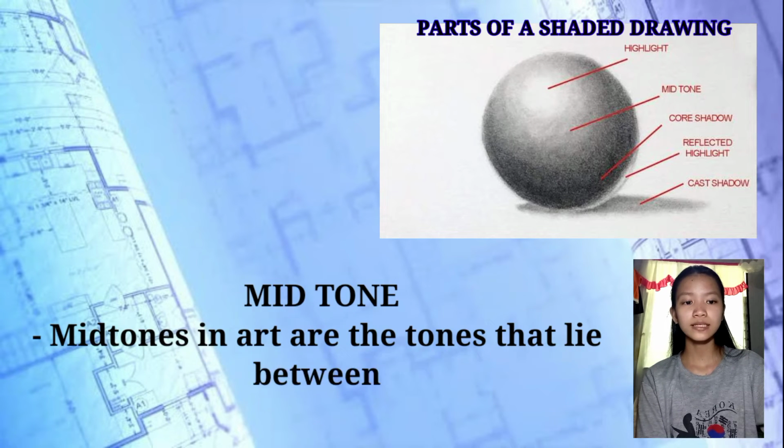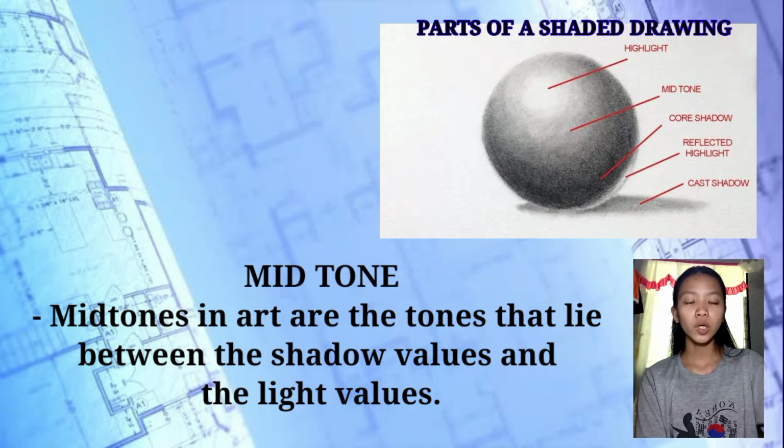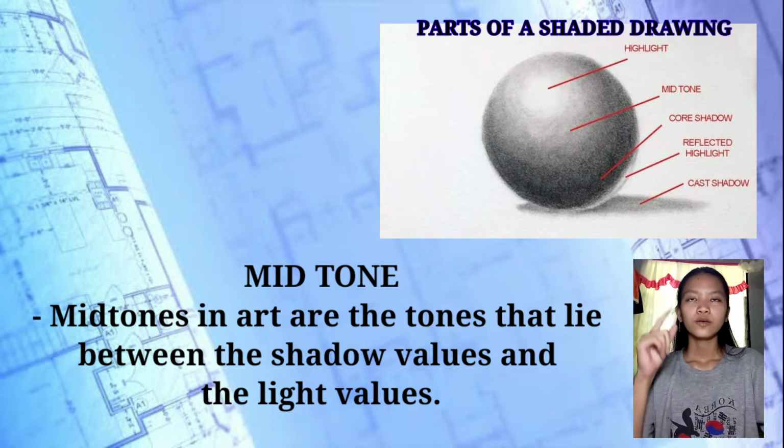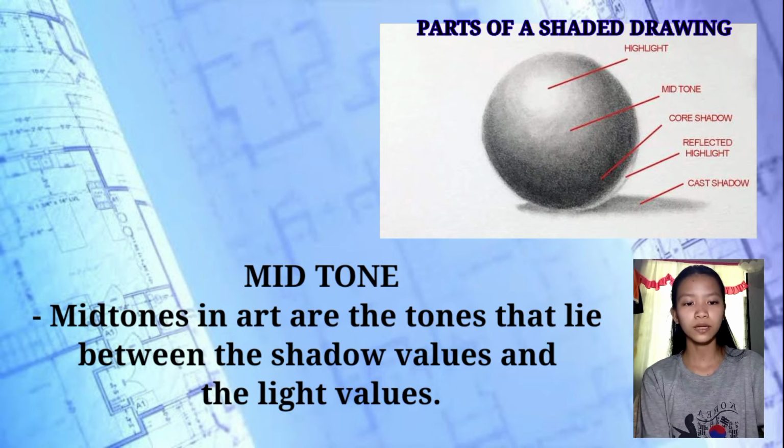So number 2 is mid-tone. Mid-tones in art are the tones that lie between the shadow values and the light values. So ito yung kasunod ng highlight. Una muna is highlight, kasunod yung parang medyo dark na part. Yun yung tinatawag na midtone.